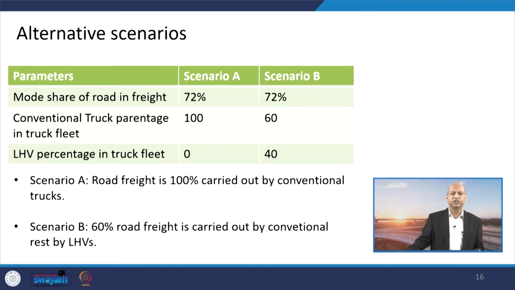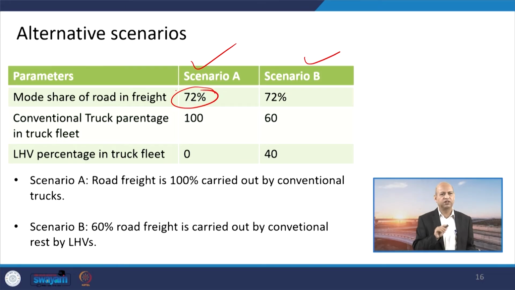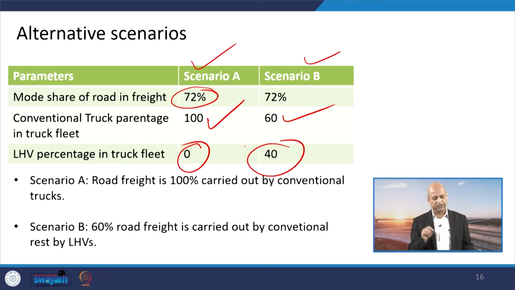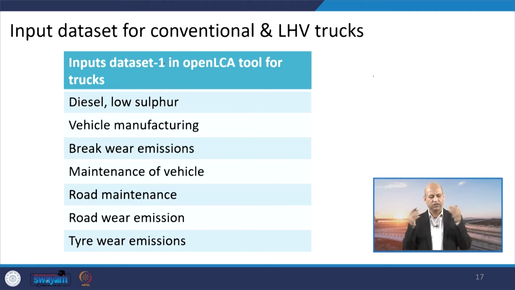Well, the alternative scenarios which have been considered are scenario A and scenario B. In scenario A, the mode share of road freight has been considered as 72%. Beyond that, this is the base data which we have seen. In scenario A, the conventional truck percentage in the truck fleet has been kept at 100, and in scenario B it is 60. The LHV percentage is 0 in scenario A, but it is 40 in scenario B. So, scenario A and scenario B are what have been used for the modeling efforts.